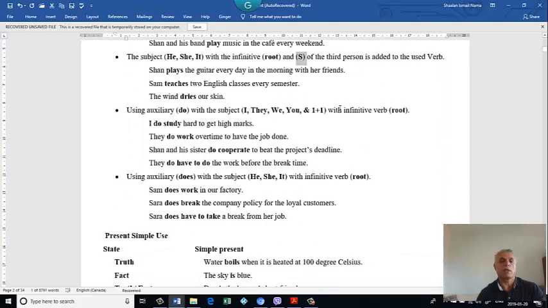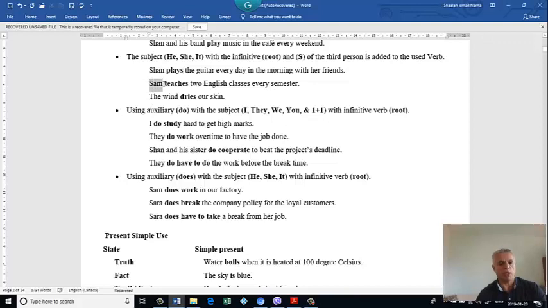For example, Shan plays. If we look to the verb here, the verb is play. But because the subject is he, then we add s to it. Then we say Shan plays the guitar every day in the morning with her friends. Then we go to, sorry, my mistake here. Shan here could be a girl because we're talking about with her friends.